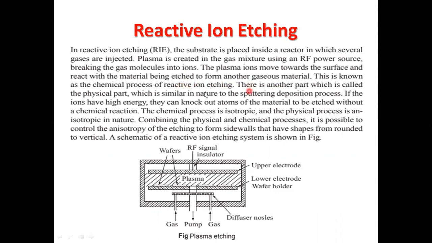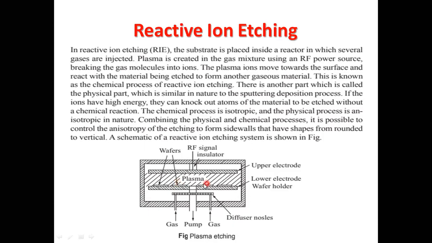There is another part which is called the physical part, which is similar in nature to the sputtering deposition process. If the ions have high energy, they can knock out atoms of the material to be etched without a chemical reaction. The chemical process is isotropic, and the physical process is anisotropic in nature. Combining the physical and the chemical processes, it is possible to control the anisotropy of the etching to form sidewalls that are shaped from rounded to vertical.